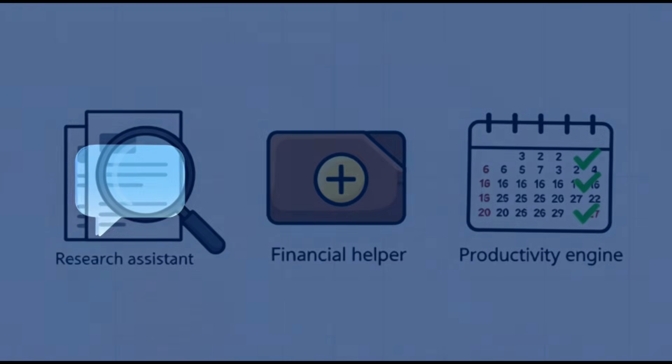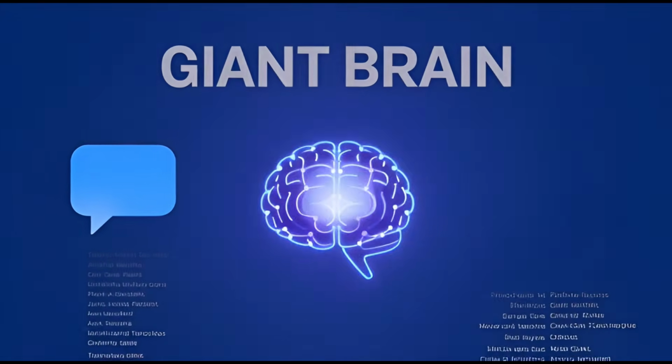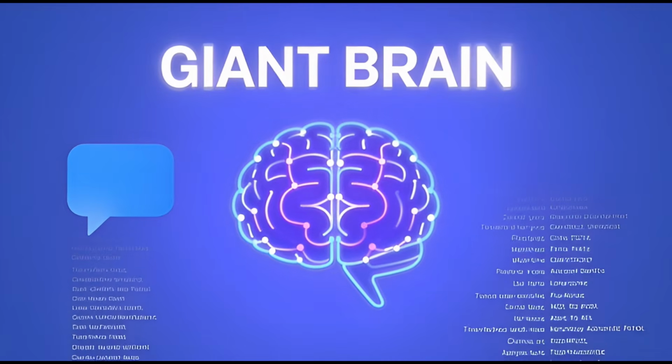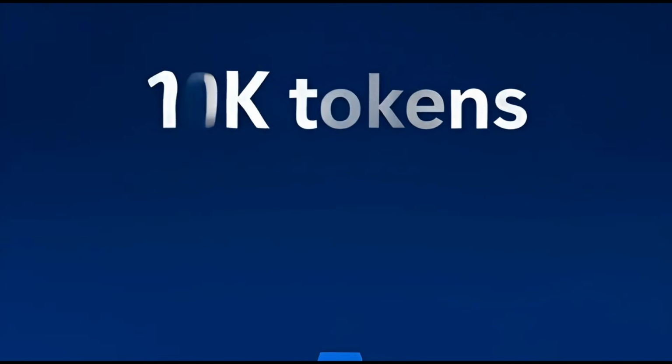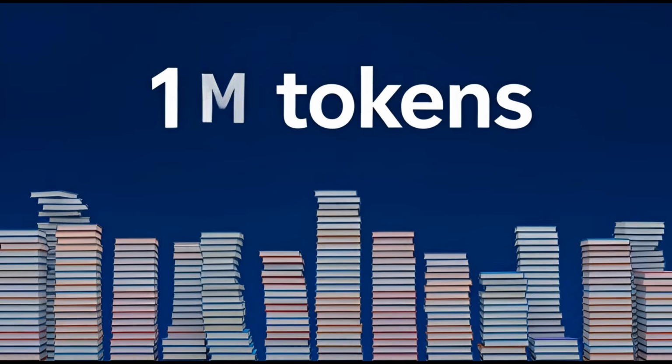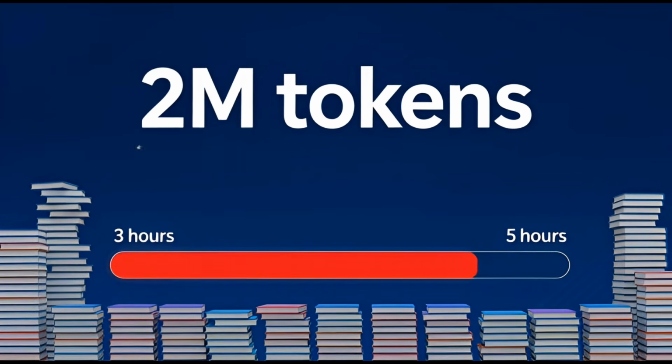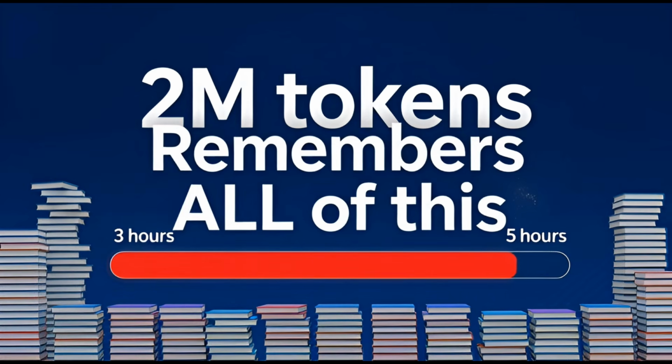Gemini 3 is not just a chatbot, it is a giant brain that can hold a massive amount of context at one time. The latest models can process up to around 2 million tokens in a single session. This is like being able to read thousands of pages of text or watch hours of video and still remember all of it while answering your question.